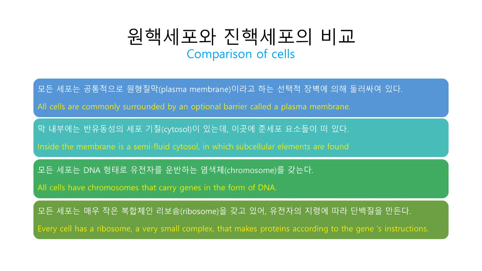Concept number 2. Let's have a look at prokaryotic and eukaryotic cells. All cells share certain basic features. They are all bounded by a selective barrier called the plasma membrane, also referred to as the cell membrane.